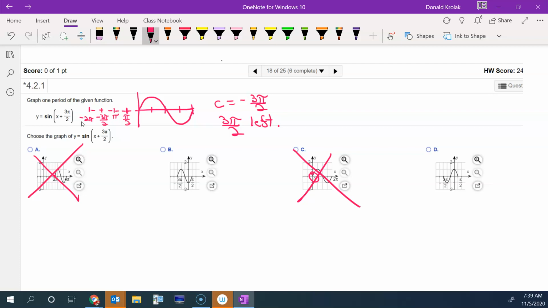Say it again. D is in door or B is in Bob? One on the right. Okay. All right. So this one here starts at negative 3 pi over 2. So does this one. But it's got to be a regular sine graph.